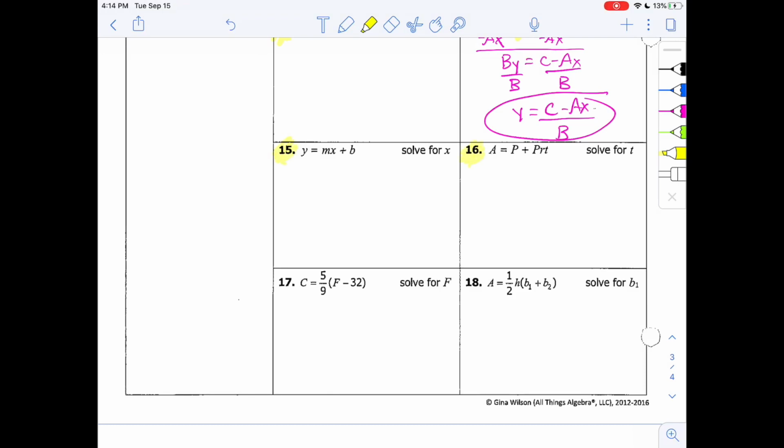Go ahead and highlight number 15 and 16. And then we're going to mark out 17 and 18.